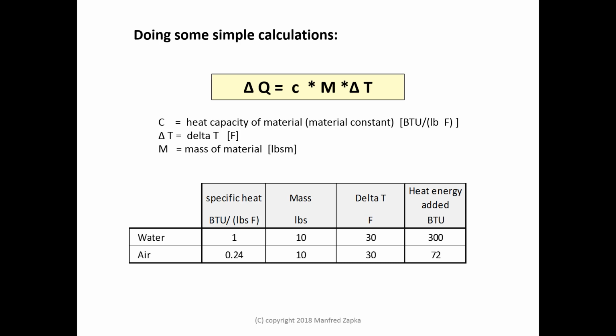The table shows us a comparison of how much heat must be added to heat the same amount of water, or the same mass of water, and air. As we can see, it takes 4 times as much heat energy to increase 10 pounds of water for 30 degrees Fahrenheit than it takes to heat 10 pounds of air for the same temperature.